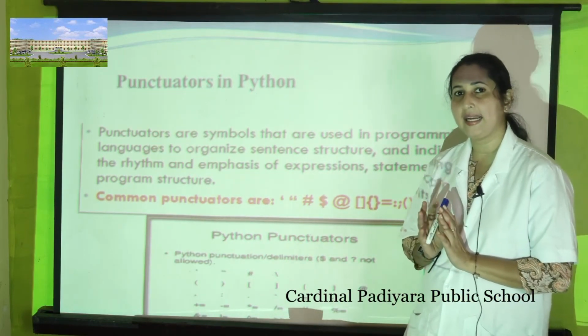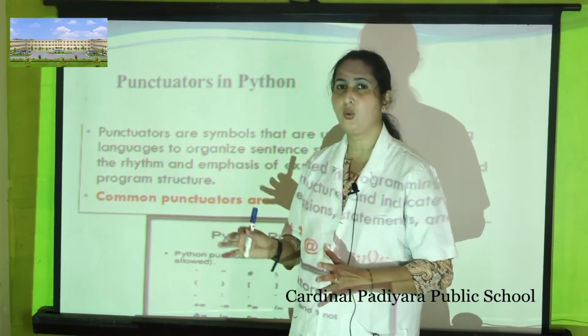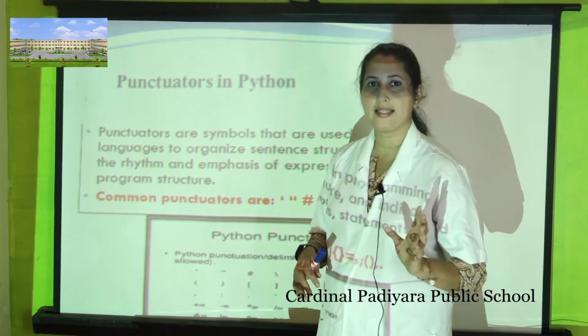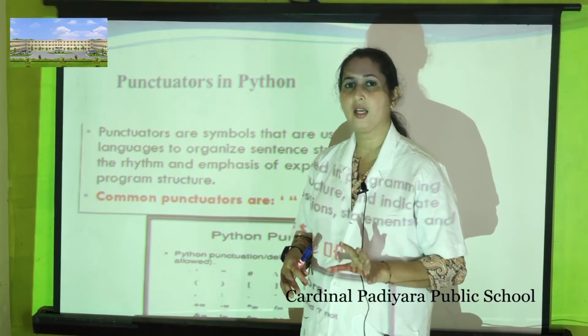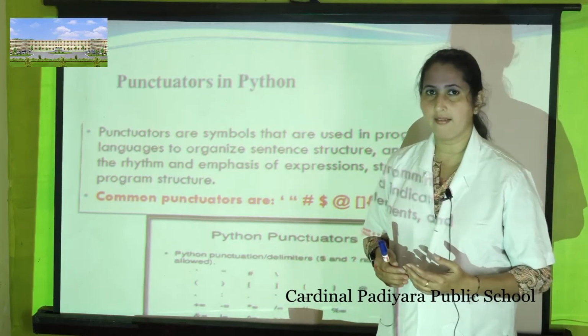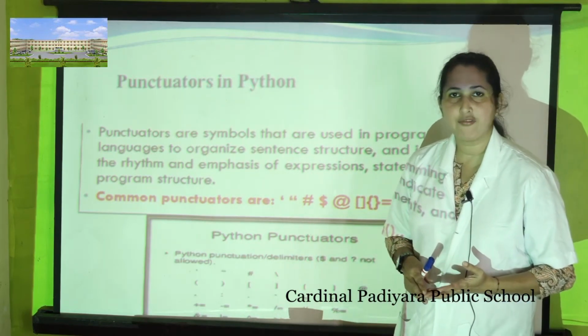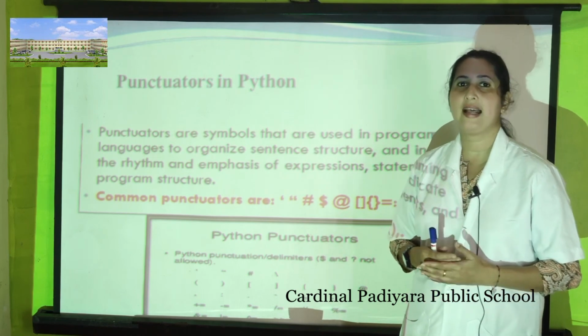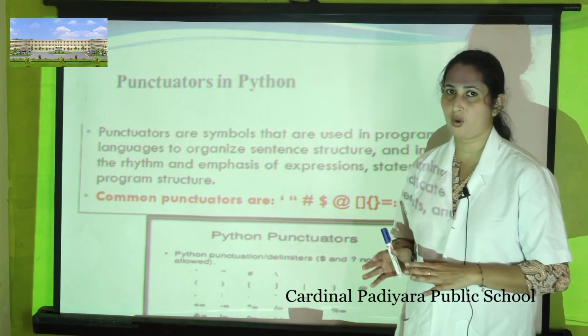Tokens mean the individual smallest unit in a program, and lexical unit also means the same as token. Lexical unit and token are the same. The different types of tokens we have seen are keywords, identifiers, literals, operators, and punctuators.